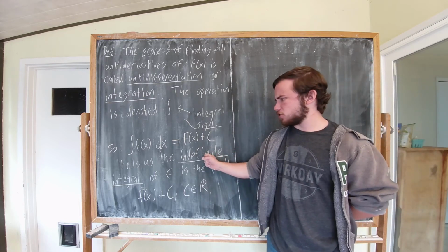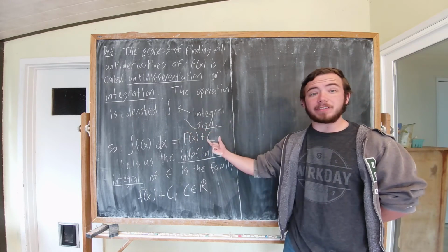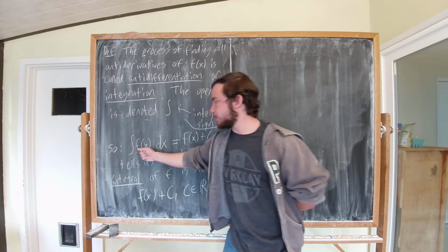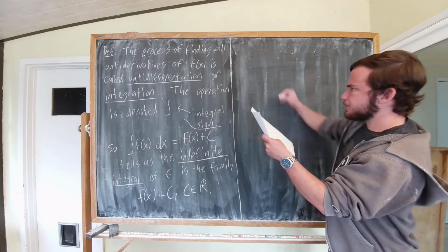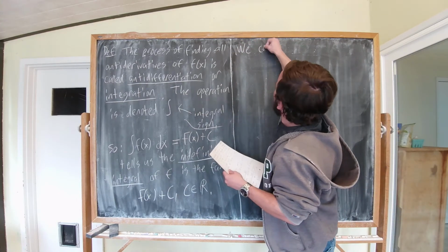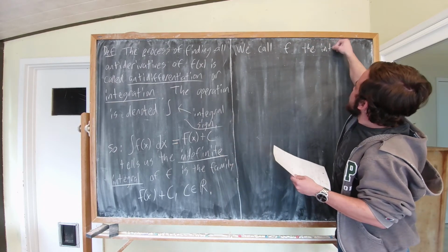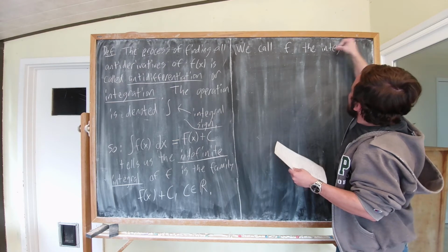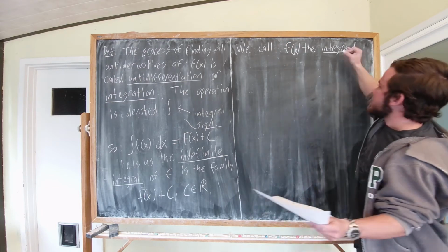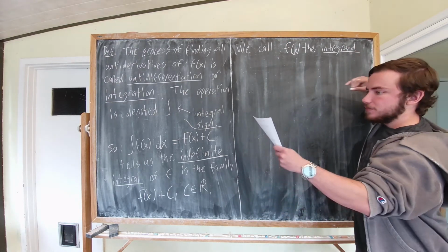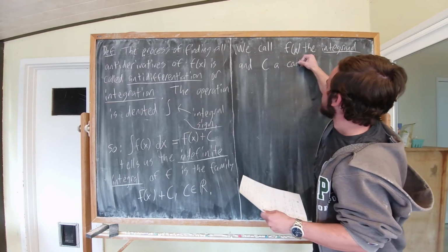Not just a single function, but the entire family of things, such that when you take the derivative of this side, you get back little f of x. We have special names for the f of x and the c. We call little f the integrand, and it's f of x, right? Technically the name is just f, but f of x. That's the integrand, the thing you're integrating. And we call c a constant of integration.